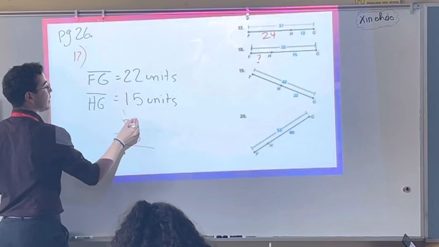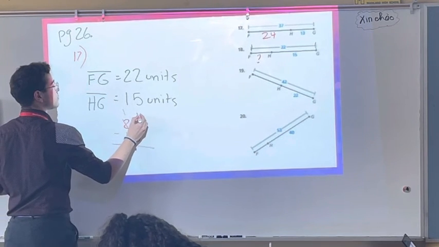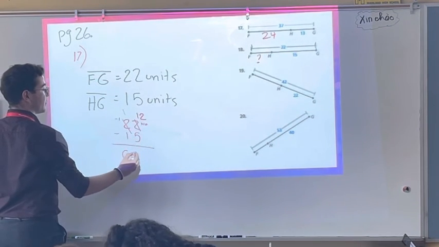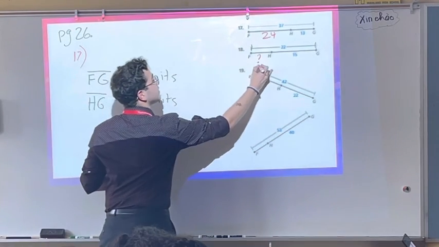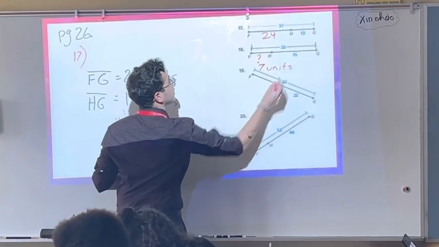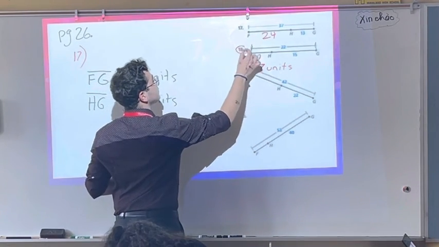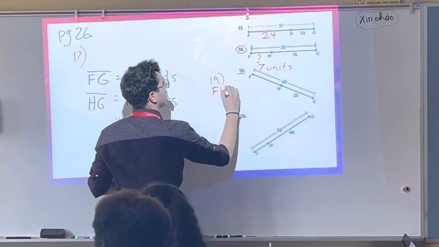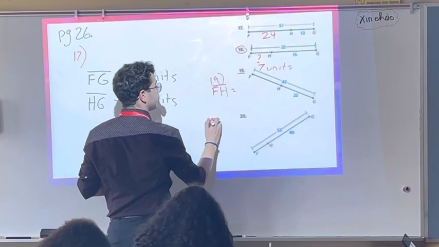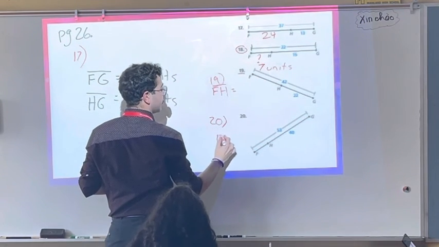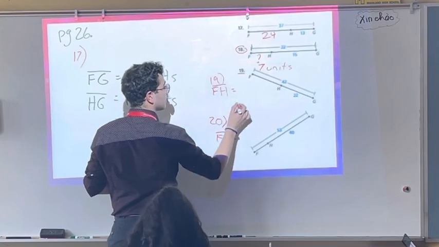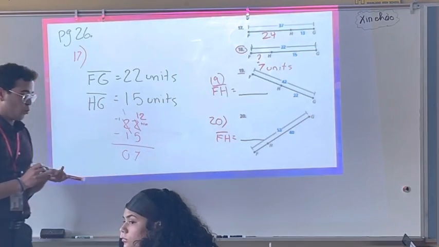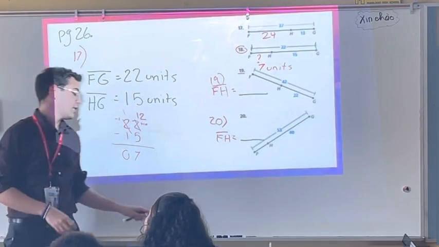We'll regroup and add 10. So 1 minus 1, 0. 12 minus 5 is 7. Our answer is 7 units for 18. So for number 19, go ahead and do that on your own. And for number 20, go ahead and do that on your own as well. That is 1.2. Again, you are now ready to move on to the homework.